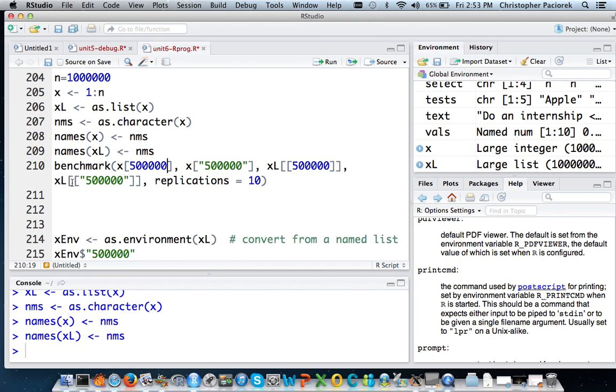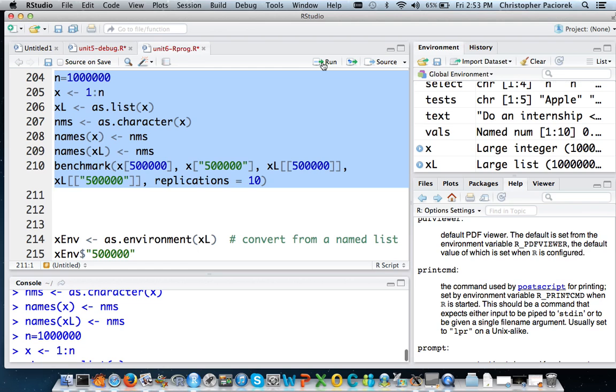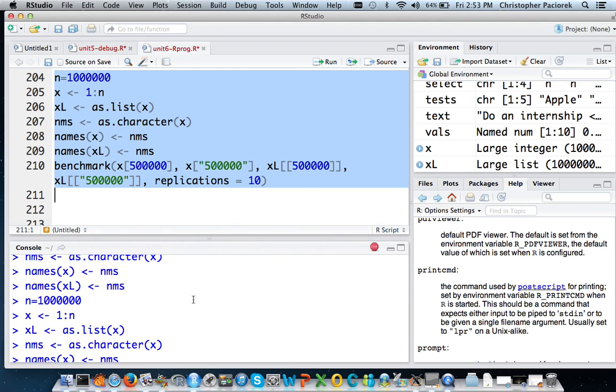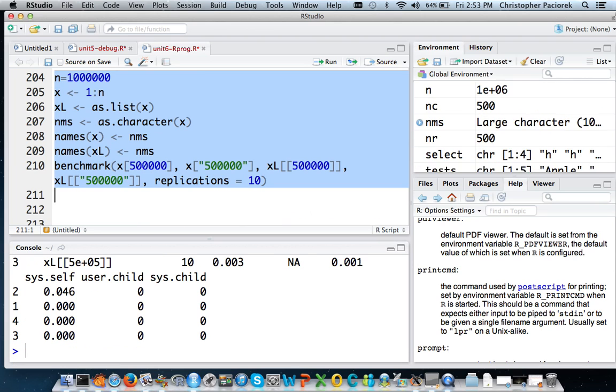So if we do this, we'll see there's a fair amount of difference in how fast this takes. This gives us an idea of how fast it is to look things up in a list and how fast it is to look things up in a vector, but also how fast it is to look up by name versus looking up by index value. So let's go ahead and do that. Inconveniently not getting to the end here. Oops.